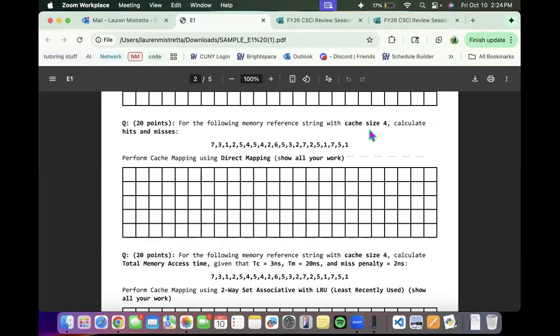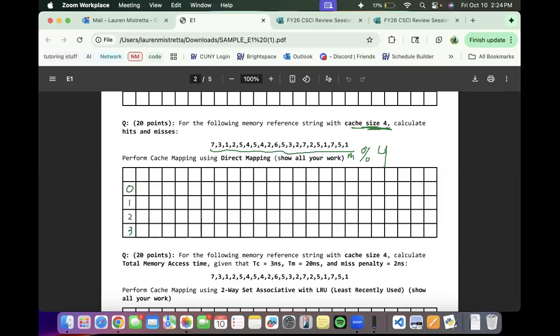Okay, so first things first, we're told we have a cache size of 4. And direct mapping uses the modulus function. So I take my memory address and I mod it by the size of the cache. So memory address mod 4. And I know that I could have a 0, a 1, a 2, or a 3. You're just thinking of a remainder here. Now, each of these is going to be modded by 4 and placed in the proper box that it's supposed to go in.